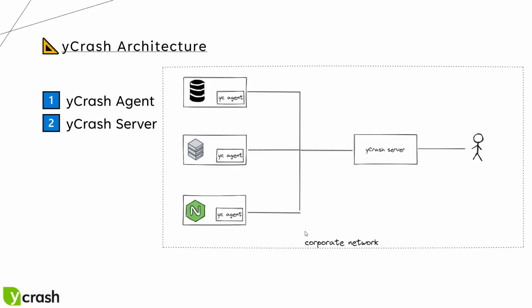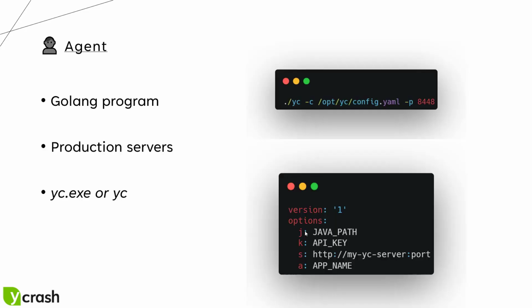In the last video, we saw the high-level architecture of yCrash, which comprises two components. One is the yCrash agent, which runs on your production server and is a lightweight Go-based program. The yCrash server captures all the artifacts, processes them, and displays them in the user interface. So whatever 360-degree artifacts are captured by the yCrash agent get forwarded to the server, and all the engineers can access them from the user interface. Everything happens within your corporate network so that your data is safe and secure.